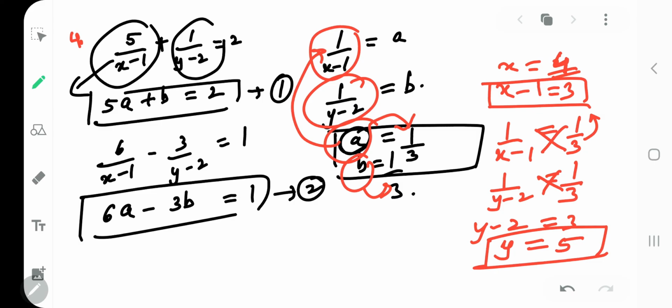So until the end of the question, you should see that you get the original values of x and y, not what you have given as a and b. If you get a and b, you are only half done. You have to resubstitute the original value and get x and y. Clear? Okay. I'll jump on to problem number 5.